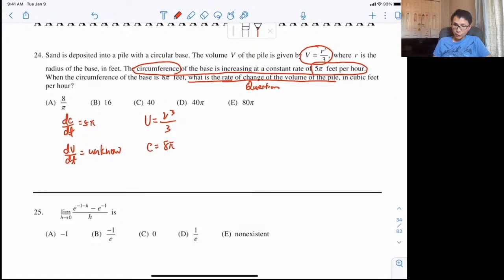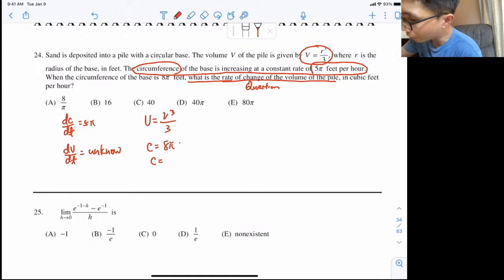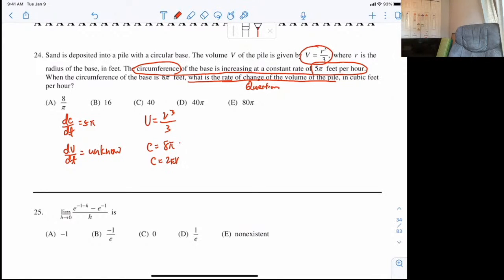There's one more thing you have to understand: if C equals 8 pi, what is the equation for C? In terms of geometry, C equals what? 2 pi r. Good. So those are all the pieces of information I need here.